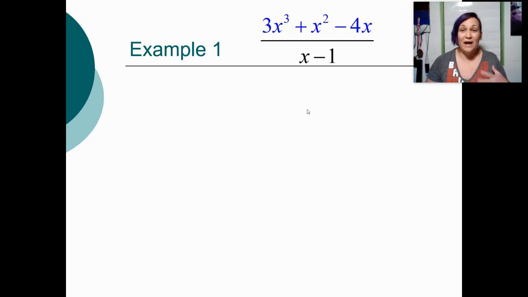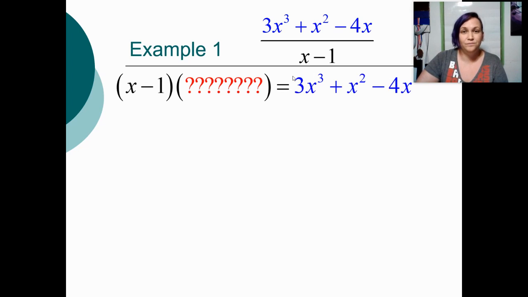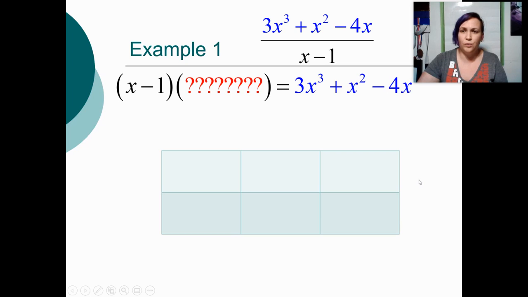To help us out a little bit, I am going to rewrite it as a multiplication problem so that we understand where all the pieces go in the box. So as a multiplication problem, x minus 1 is going to be multiplied by something, and then we want it to turn into the 3x to the third plus x squared minus 4x. All right, so I'm going to go ahead and start building my box. Now, sometimes we might not build the right size box, so I'm going to make 2 along the left side because of the x minus 1. And since this has 3 terms, I'm going to go ahead and go 3 across the top. That might be too big, it might be too small. It doesn't matter. We'll adjust if we need to.